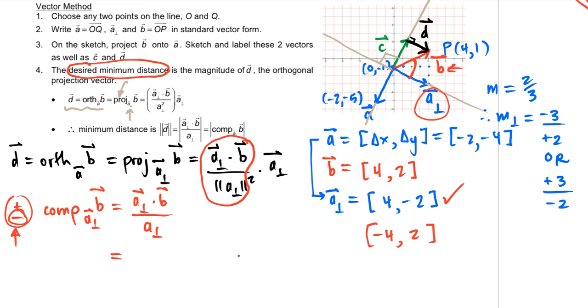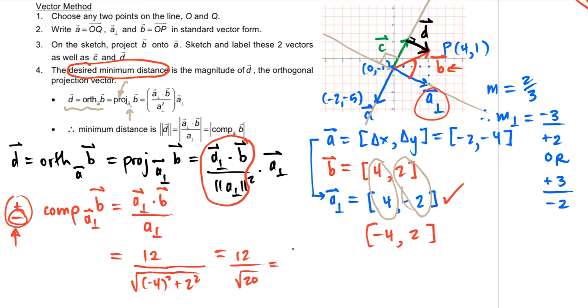Okay, let's finish off the question. The dot product of A perpendicular and B, we multiply the product of the x's and the product of the y's, and we add them together. So we're going to get 16 minus 4, which is 12, and divided by the magnitude of vector A, which is the square root of negative 4 all squared plus 2 squared. So we get 12 divided by the square root of 20, and the square root of 20 can be simplified as 2 times the square root of 5, and then 12 divided by 2 reduces to 6.